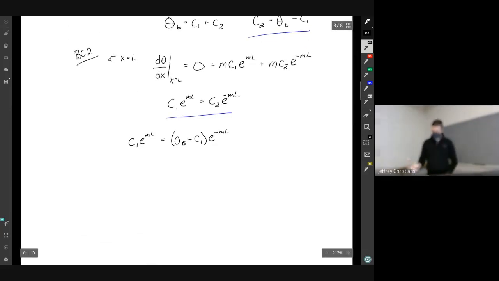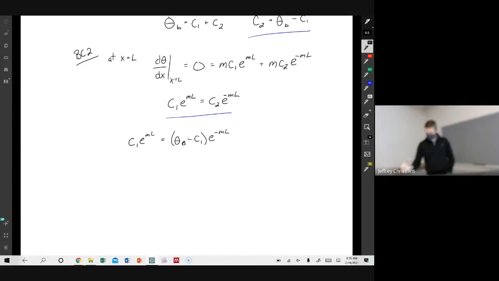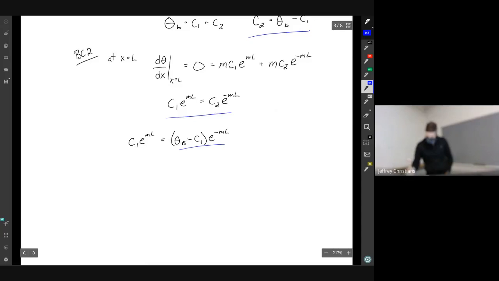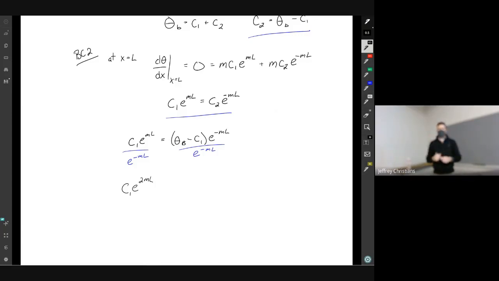So we would take this and divide both sides by e to the minus ml. If we're dividing both sides by e to the minus ml, that's going to cancel out on the right side. And on the left-hand side, this will give C1 e to the 2 ml, right? Because dividing by a negative is the same as multiplying by a positive, so we add the exponentials. We have e to the ml times e to the ml, that's e to the 2 ml.